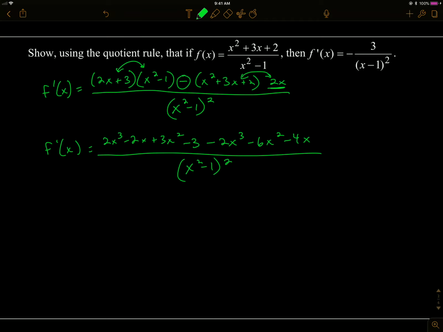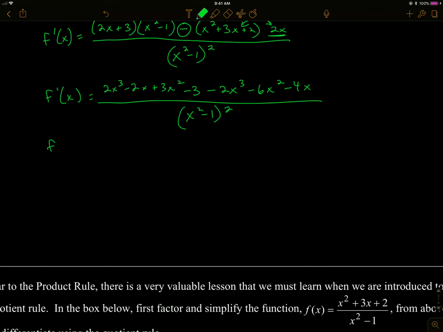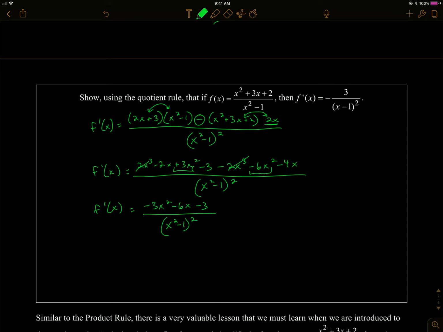So now we're going to start collecting like terms. 2x cubed minus 2x cubed, those cancel the x cubed terms. X squared, I've got a negative 3x squared. Now I'm doing my x's. I've got a minus 6x and then a minus 3. And then I recopy that denominator. So here's the derivative I'm getting. It doesn't quite match the one that I have up here.